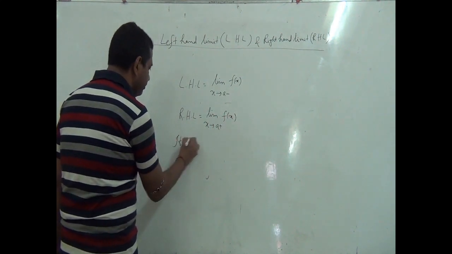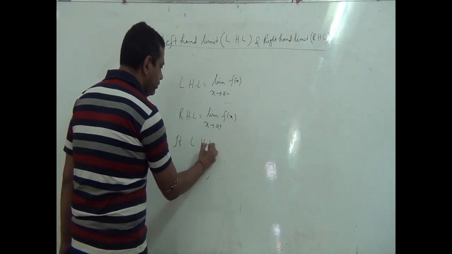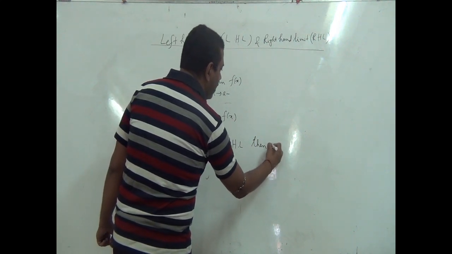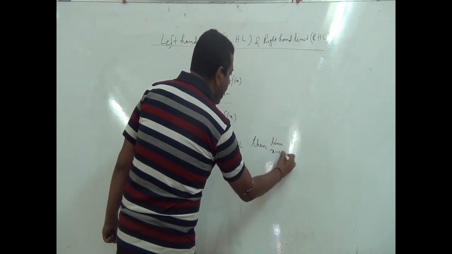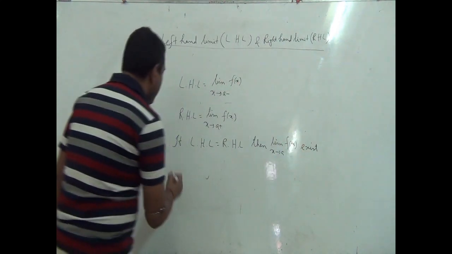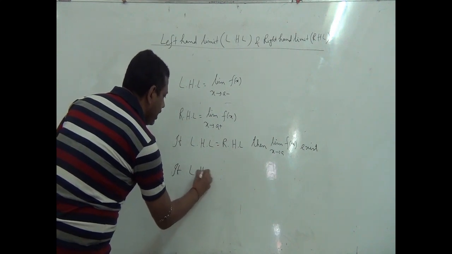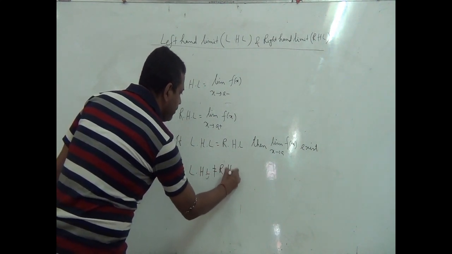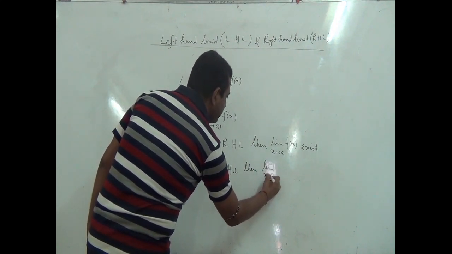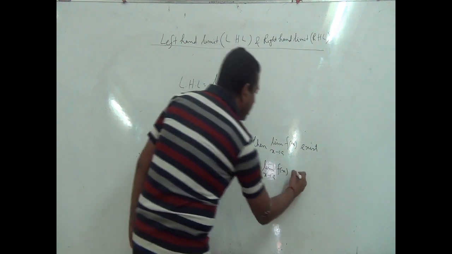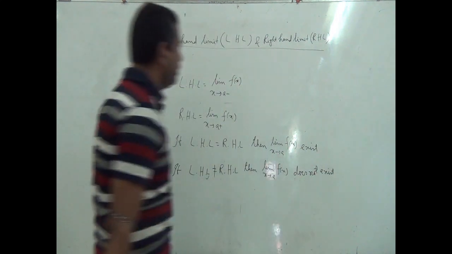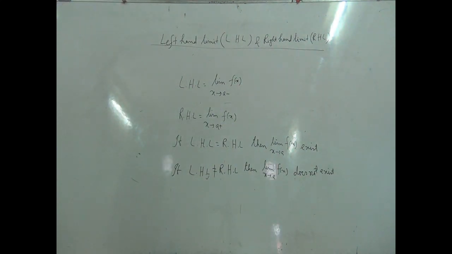If left hand limit equal to right hand limit, then our limit x tends to a f of x exists. If left hand limit not equal to right hand limit, then limit x tends to a f of x does not exist. This is the concept of left hand limit and right hand limit.